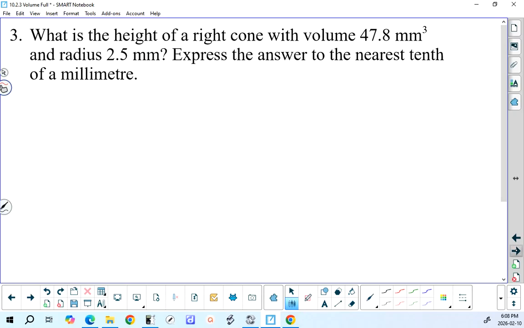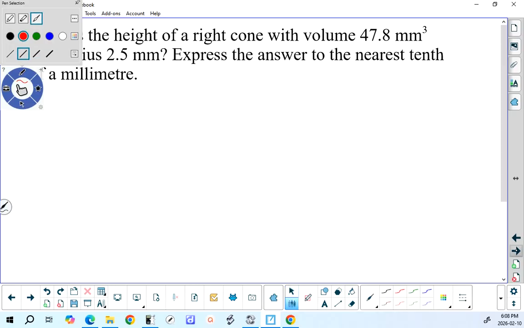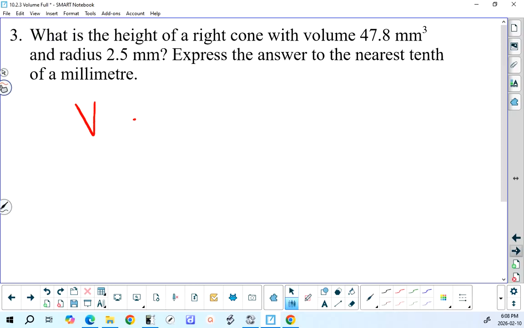What is the height of a right cone with a volume of 47.8 cubic units and a radius of 2.5? Well, this is something I tell my Math 30-1s a lot when we're dealing with certain topics in grade 12. Don't sit there and stare at a question and expect the answer to pop into your head, because it's not going to. You grab a formula. What's the formula? Well, it says a right cone. So you go to your formula sheet, you find the volume formula for a cone, and it's 1/3 pi r squared h.